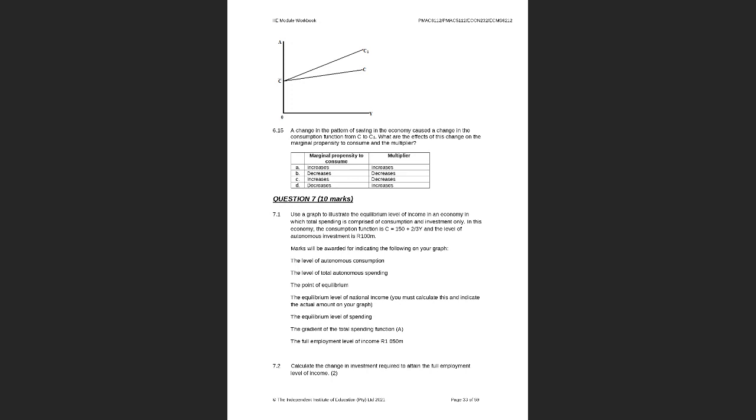Good stuff. All right, so first things first, we need to look at the question and try to understand what exactly they want from us. So it says here, use the graph to illustrate the equilibrium level of income. Interesting. Equilibrium level of income.